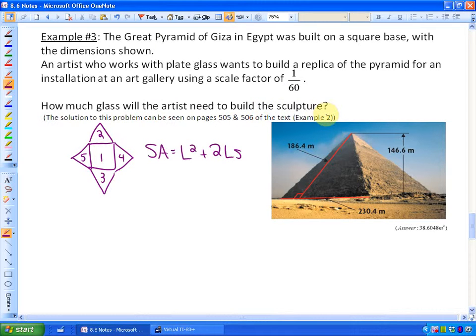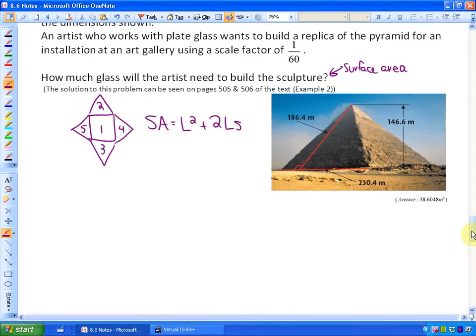Now, the first thing to understand is ultimately, and you generally want to think about what the full goal is, if it says how much glass will the artist need to build the sculpture, that means that we're dealing with a surface area problem, ultimately. And in saying that, it's good to know the formula because that'll give us a goal in the long run. So what we know about surface area is that the original surface area times the scale factor squared is equal to the new surface area.